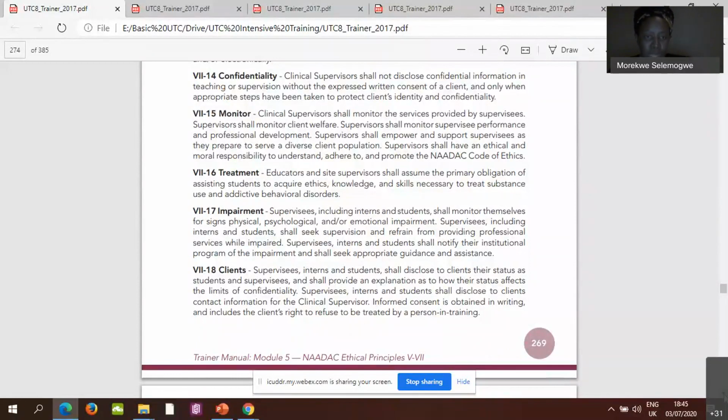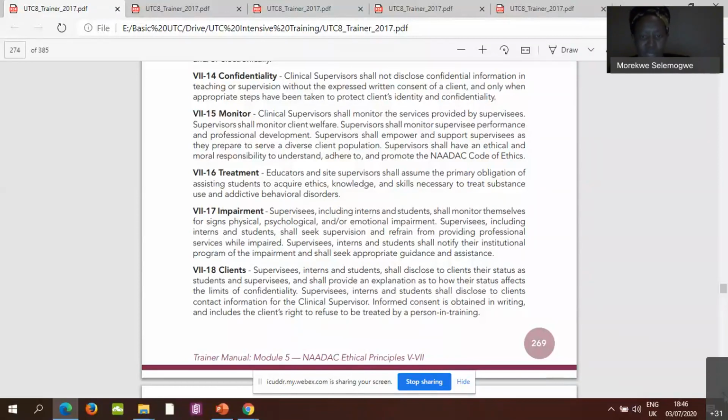Impairment: supervisees, including interns and students, shall monitor themselves for signs of physical, psychological, or emotional impairment. Supervisees, including interns and students, shall seek supervision and refrain from providing professional services while impaired. You can see that now we are moving towards the role of the supervisee. So when talking about clinical supervision, it's important to understand the role of a supervisor and what is expected of you as a supervisee, right?